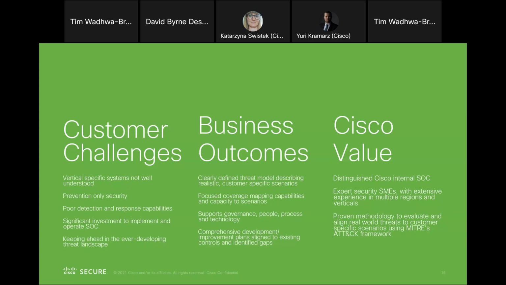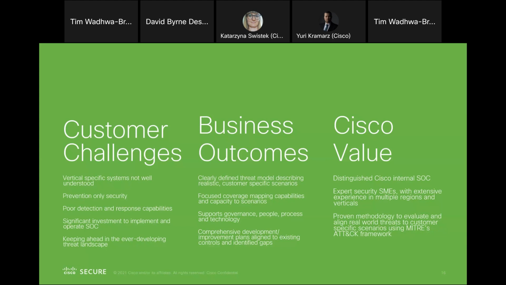It's a significant investment to implement and operate a SOC. I talked about that customer that we've been working with for 4 years. That's 4 years of fairly heavy slog to get them from a place where they felt they had challenges to a place where they feel they're slightly more confident in how they're protecting their assets. And the threat landscape is ever changing.